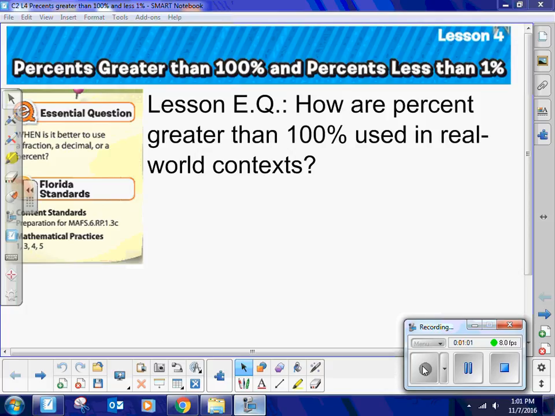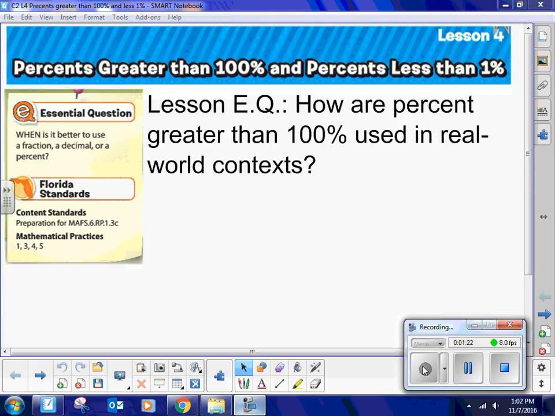Okay, the essential question that we've been asking the entire chapter is, when is it better to use a fraction, a decimal, or a percent? I'm going to tell you right now, it really does depend on the situation. If you're comparing 3 different things, a fraction, a decimal, a percent, you're going to have to change it to one of those 3. That's up to you when you're going to do it.